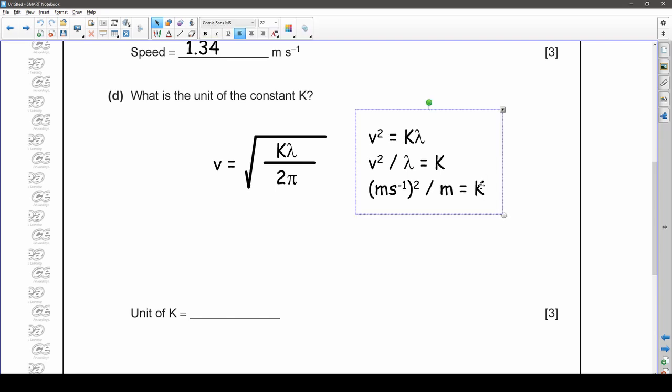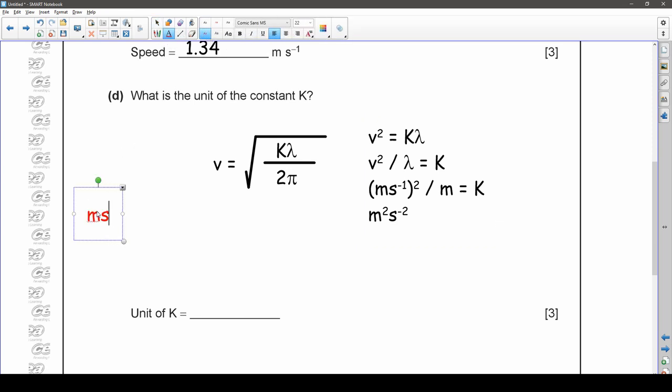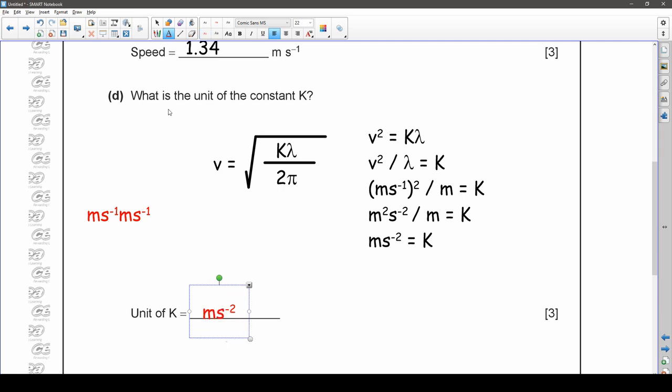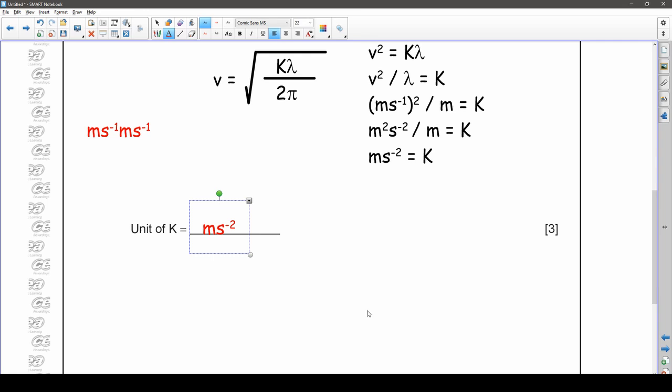I'm just going to move this up here. Again, not a luxury you have when you're doing your exam. So ms to the minus 1 squared is going to give me m squared s to the minus 2, and if you're not happy with that, write it out in full. So you do ms minus 1 and then again ms minus 1, because that's what squaring is. You've got 2 m's and 2 s minus 1, so you get m squared s to the minus 2, and then we've got to divide that by m. So that gives me that meters cancels with one of those, so you get ms to the minus 2. It's always comforting when you get something you recognize. So the unit for k is meters per second squared, ms to the minus 2. 3 marks. Yay! So we're getting on well.